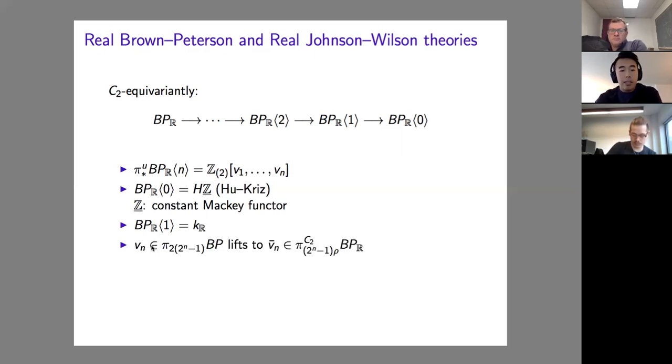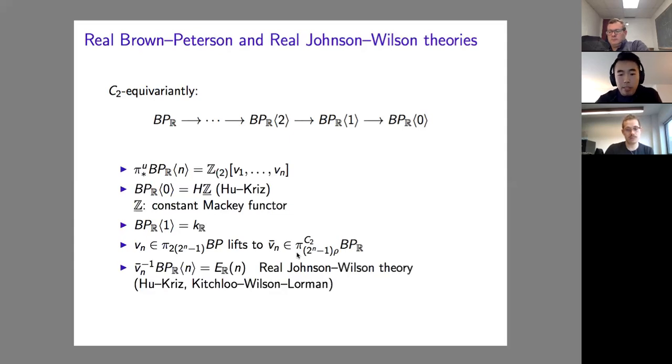Now, classically each of the v_n's lies in pi_{2(2^n-1)} of BP. C2 equivariantly, they lift to become generators in the equivariant homotopy group of BPR. So this 2 here is replaced by a rho, and v_n is lifted to v_n bar, an element in the C2 equivariant homotopy group of BPR. And what you can do is take BPR⟨n⟩ and invert v_n bar. What you get is a C2 equivariant spectrum called the real Johnson-Wilson theory.